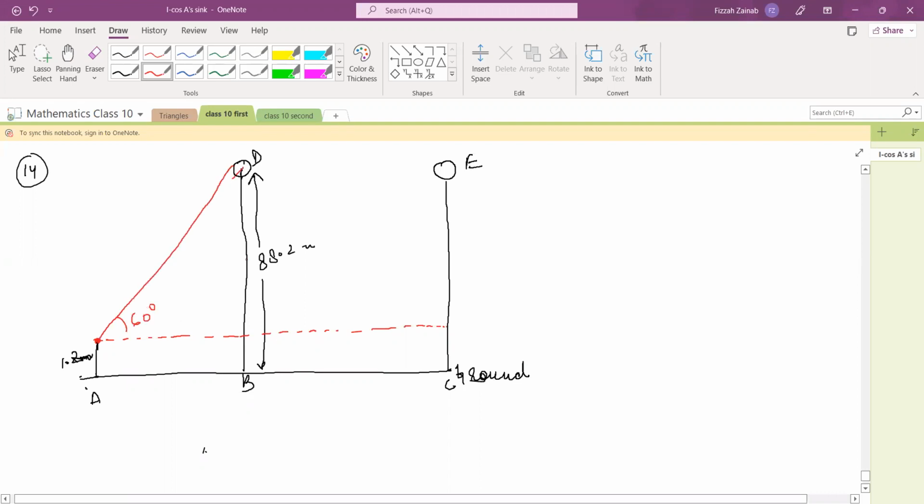And then the balloon has gone away. Now it reduces to 30 degree. So this new angle of elevation is now 30 degree. Find the distance traveled by the balloon during the interval. So give it some name. Let's say C, no, C is already there. Let's say P and Q, correct? So basically you have to find PQ here. PQ is the distance which is moved by the balloon.